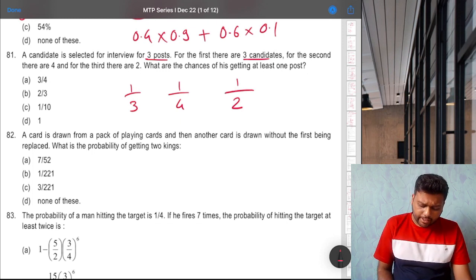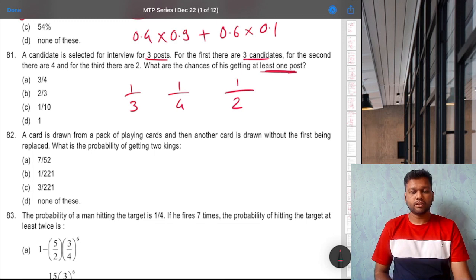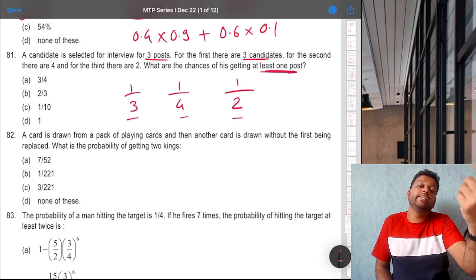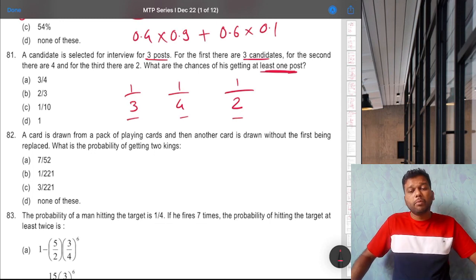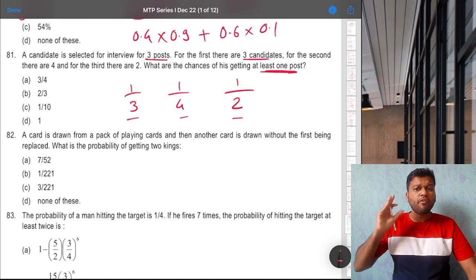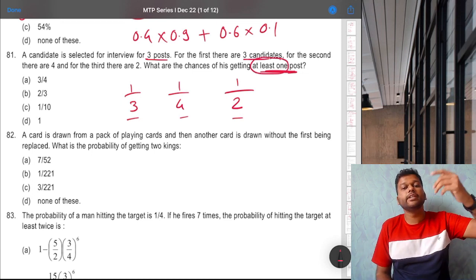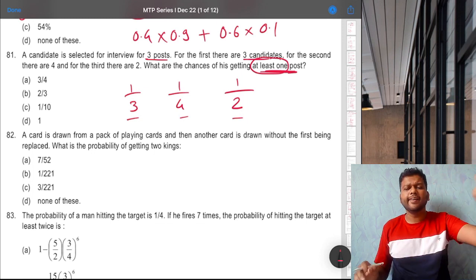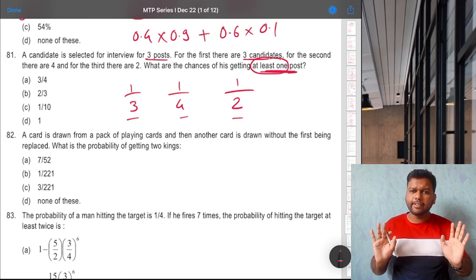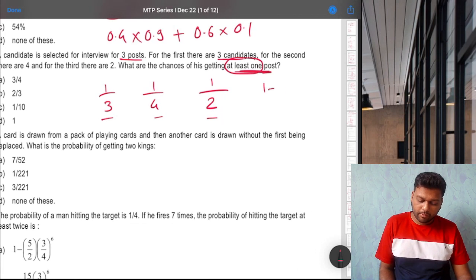Now we want what are the chances of his getting at least 1 post. Now at least one means either this or this or this, or any 2 of them, or all 3 of them, right? But that will take too much time. Whenever you see a question like at least one, always think in the opposite way. Getting at least 1 post, opposite of that is what? Not getting anything. So what we'll do is 1 minus not getting anything.